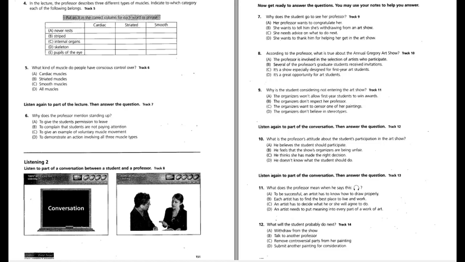Listen again to part of the lecture, then answer the question. If you decide you've got something better to do than listen to this lecture, for example, you stand up to leave. Well, you engage muscles in your legs deliberately, on purpose, right? So you can stand up. Number 6. Why does the professor mention standing up?